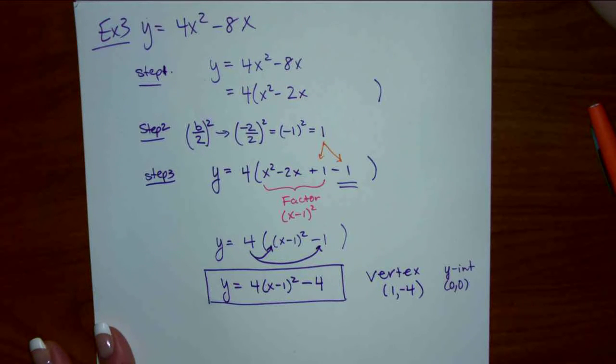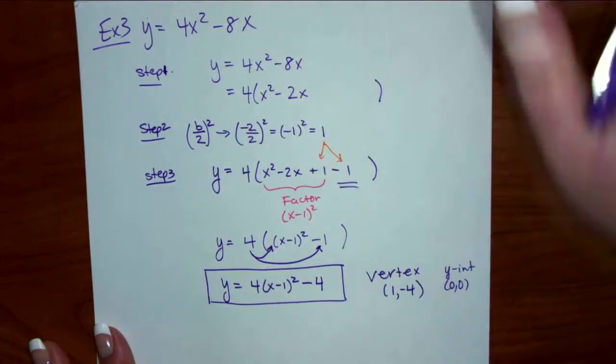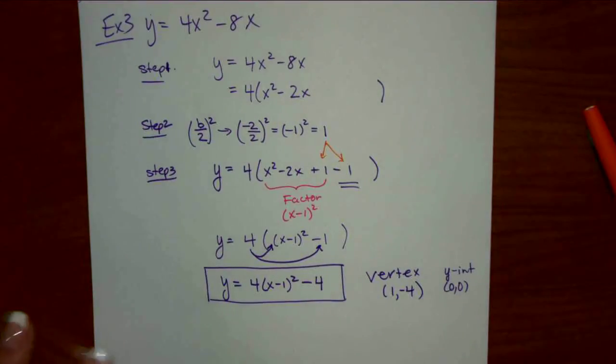Questions? One more. It's with a negative in front of the x squared. You have to treat it the same as if it had a 4 or a 2 in front of the x squared. You have to factor it out. But people always screw up the ones with a negative in front.